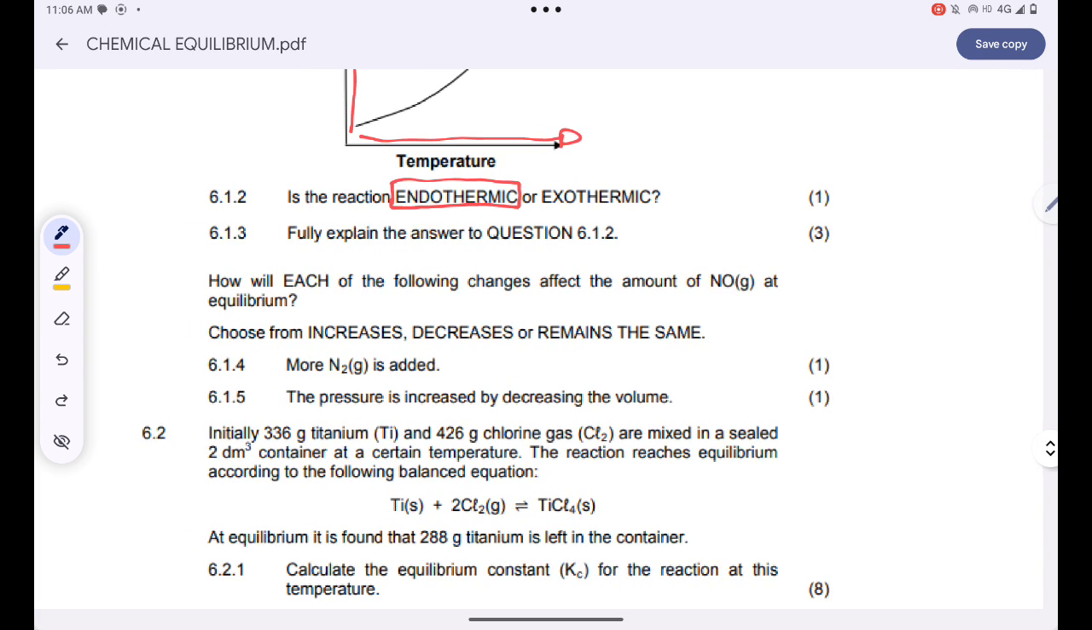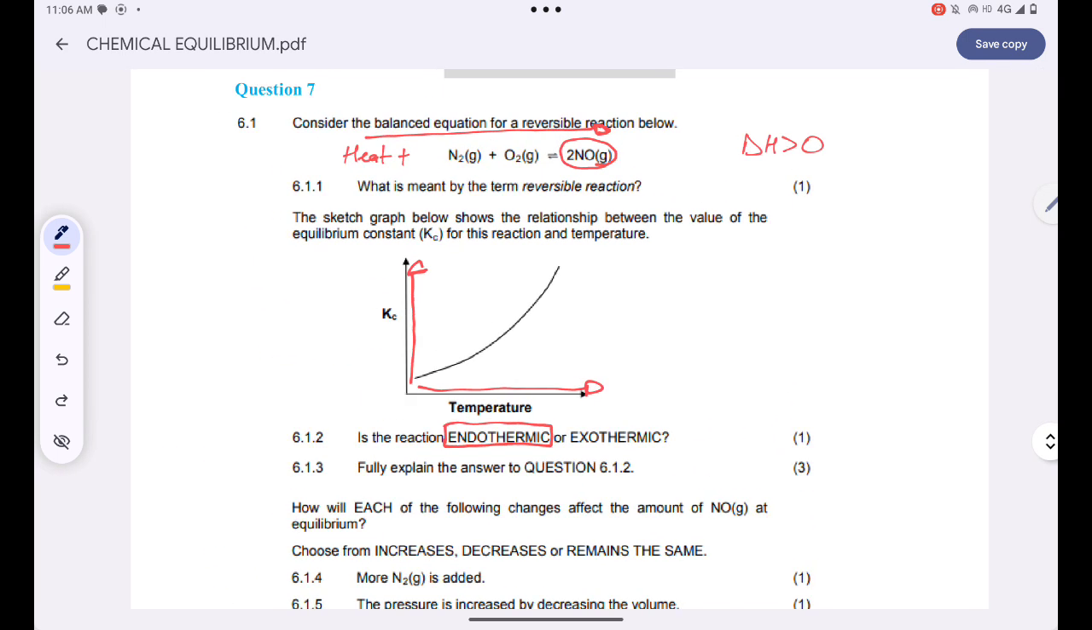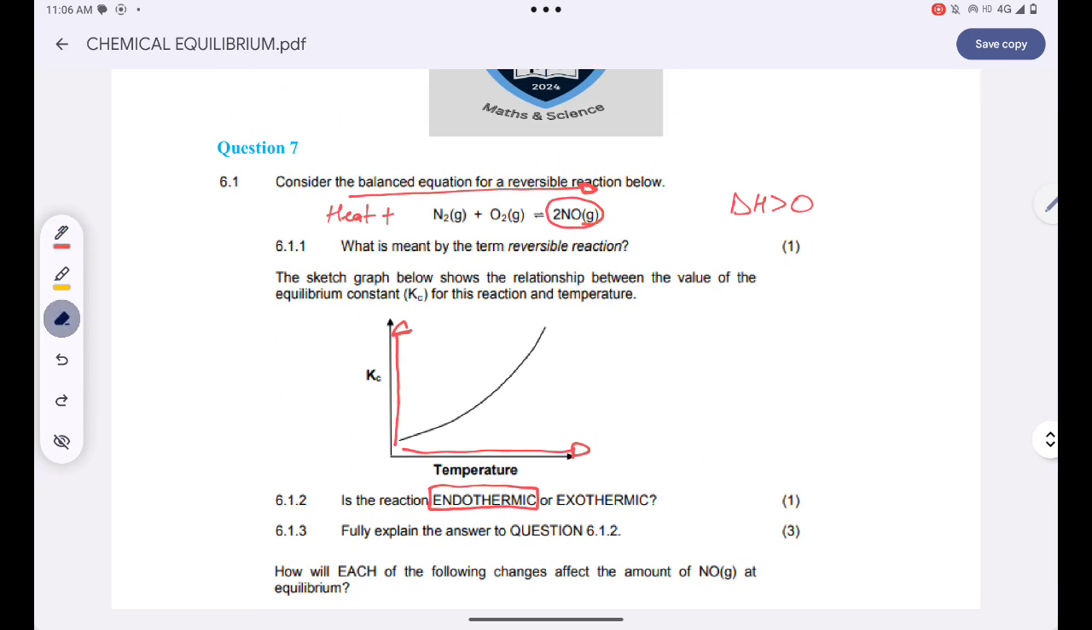Okay, and then now we are being asked, how will each of the following changes affect the amount of nitrogen monoxide at equilibrium? Choose increase, decrease, or remain the same. More nitrogen gas is added.